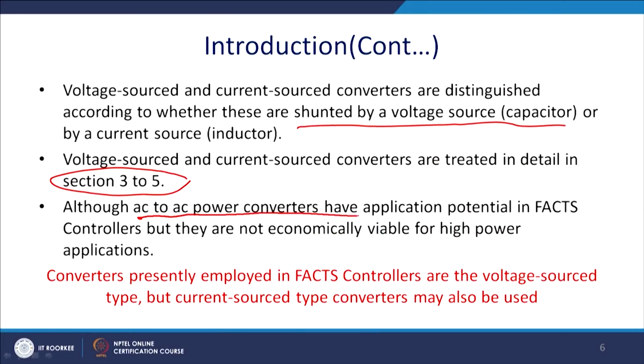Although AC to AC power converters have applications in FACTS devices, they are not economical and not viable for high power applications. We know that for an AC to AC converter we require a matrix converter. A matrix converter has 9 switches, and a single switch cannot handle that quantity of power, so we require to cascade them. The number of switches will go high, and for this reason we cannot apply the AC to AC converter for very high voltage applications.